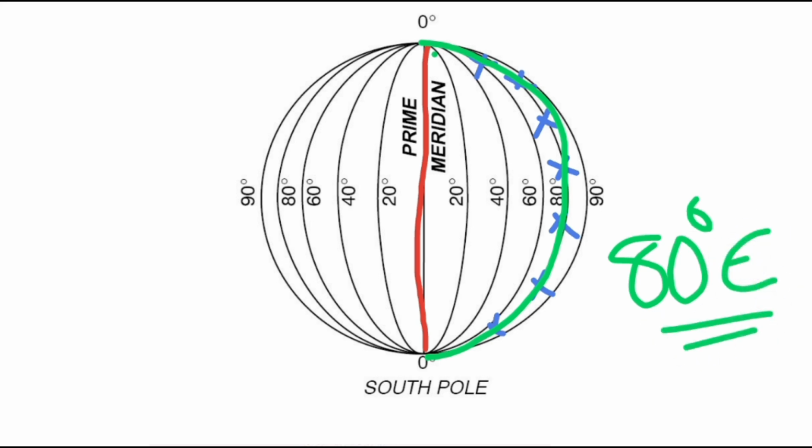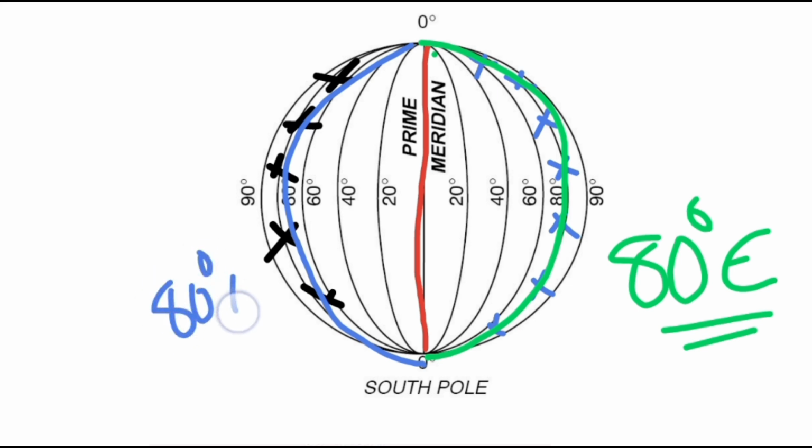Then we are doing the same thing on the other side also. We are marking all such points which are at 80 degree. So here is one point, here is one point, here is one point, here is one point, and we are connecting all such points through the 80 degree. So we are getting another meridian of longitude. What is the name of this particular longitude? That is 80 degree west meridian of longitude.